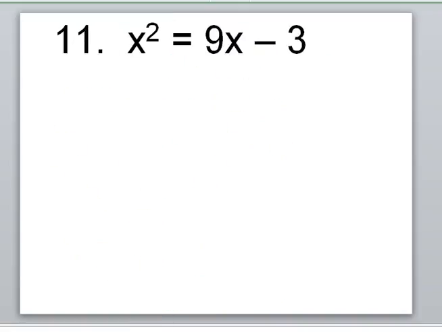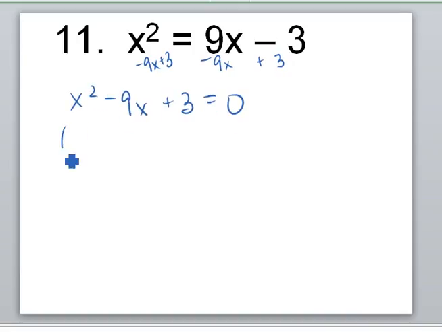In my last problem, again, it's not set equal to 0, so I need to move everything so that I can set it equal to 0. So I'll subtract 9x and I'll add 3. So I have x squared minus 9x plus 3 equals 0. When I try to factor this, it is not factorable. I cannot in any way, shape, or form ever get a 9 inside of there. So I'm not going to say this doesn't have any solutions. However, I cannot solve this by factoring, and I have to use another method which we haven't learned yet.